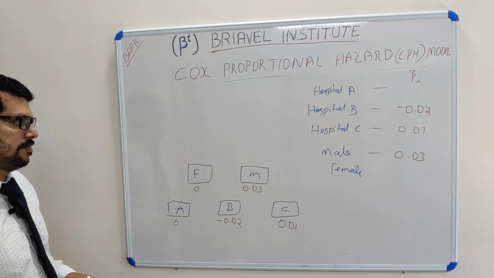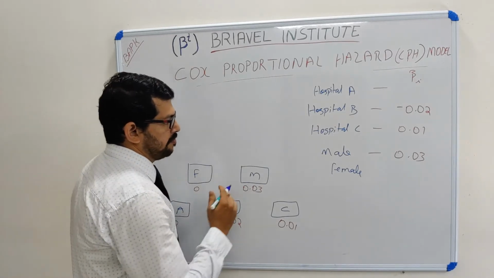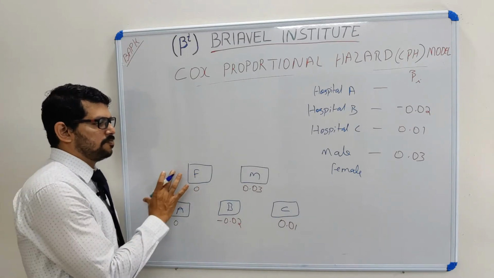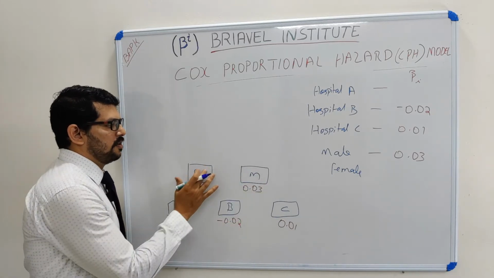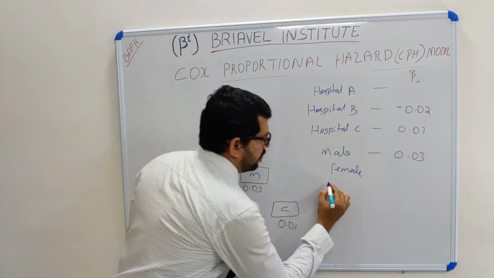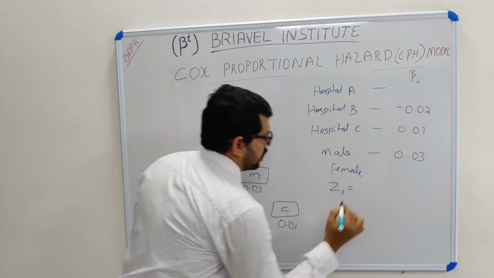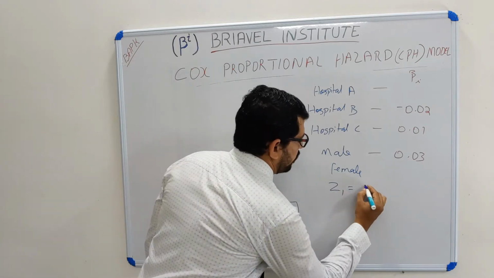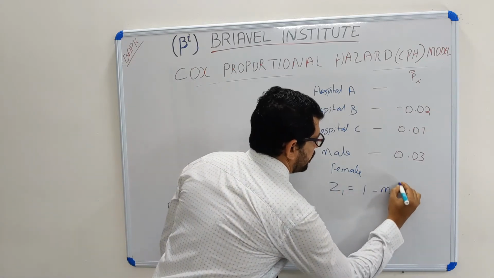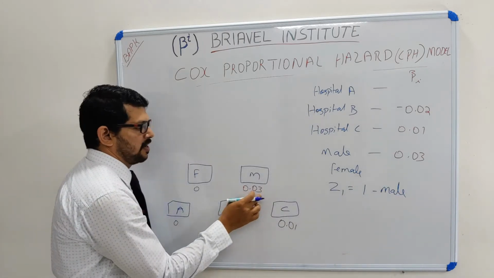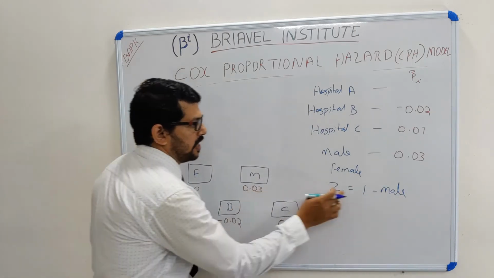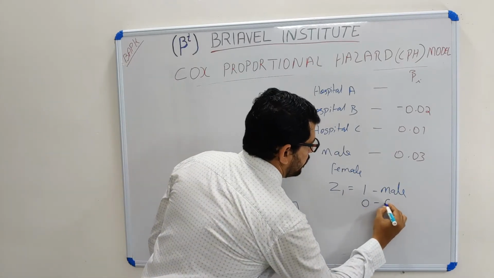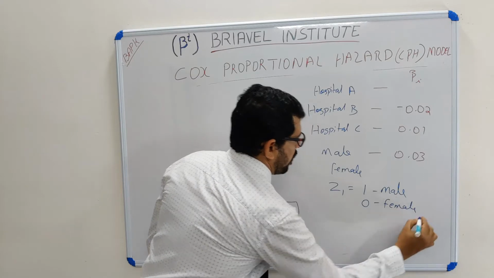So what is my Zi? I have to make my covariates. What covariates do I have to take from this problem? For male or female, I have to take one Z1. How to take Z1? If Z1 is equal to 1, it is male, because the regression parameter is given here only. So I take 1 for male and 0 for female.